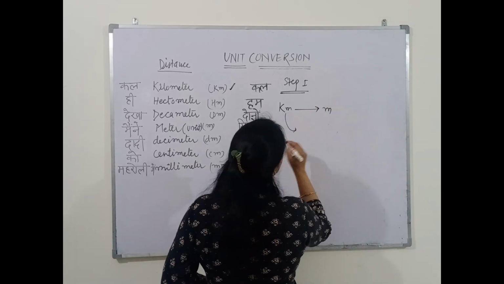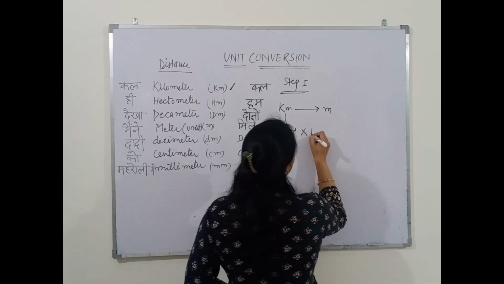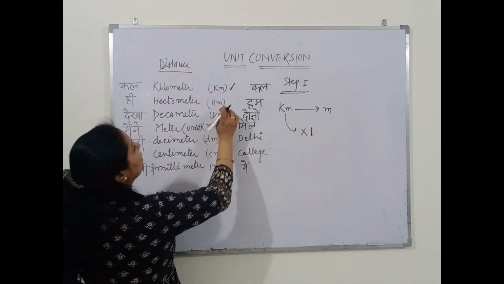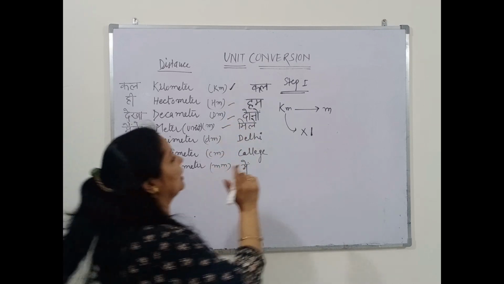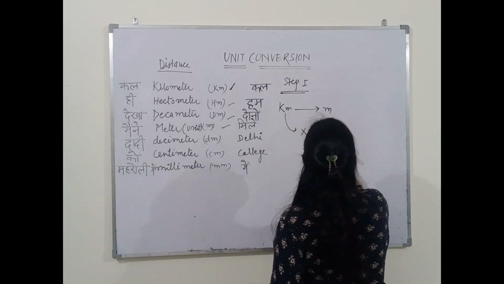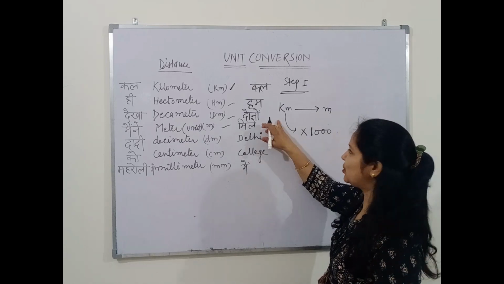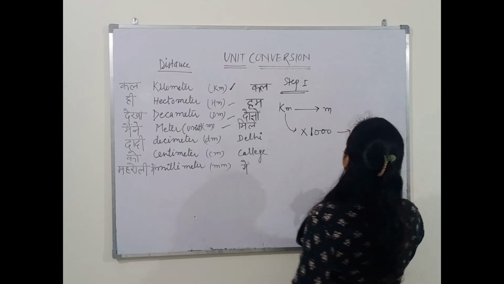Just do one thing. Just multiply this kilometer value by putting 1 here and then note down how many steps. Step 1, 2 and 3. 3 steps. Then put 3 zeros here. Right? It's 1000. So simply multiply this value by thousand. Then we will change it into meter.